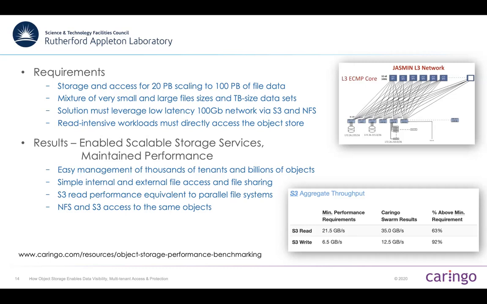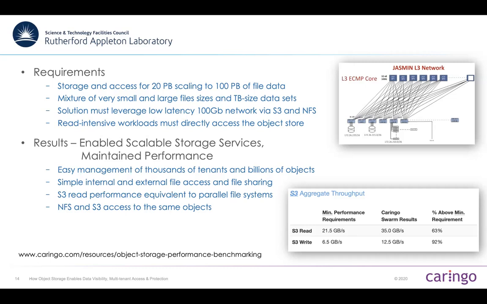They needed to store and access petabytes of information, scaling to the triple digit petabytes. So they needed it to be very, very scalable. They needed it to support very large and very small files. And most importantly, for supercomputing resources, it needed to be low latency and really leverage the 100 gigabit network that they have. The results that they achieved: we enabled scalable storage services. So we enabled them to provide the type of underlying services they needed for their archival storage.